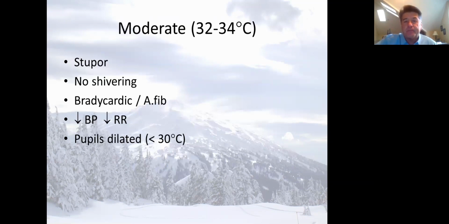Moderate hypothermia, 32 to 34 degrees, is the place where you first see stupor. There's really no shivering, although this is at the very bottom. 32 to 30 is when the shivering starts. Here you can start to get bradycardic changes and abnormal dysrhythmias. Your blood pressure goes down, your respiratory rate goes down. Your body is trying to conserve the brain because the body thinks it's going to die, so it's trying to conserve the brain by setting it into that diving reflex mode. The pupils become dilated at less than 30 degrees.